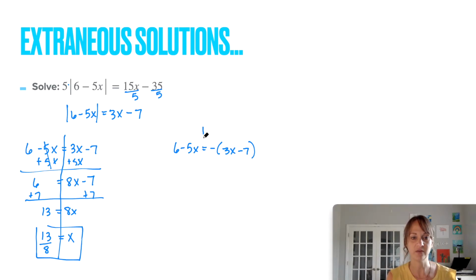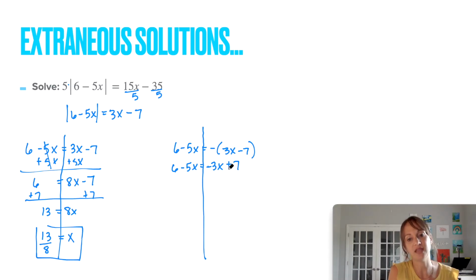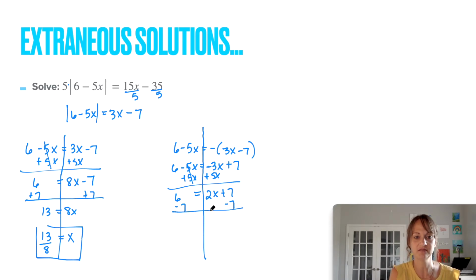Over here, if I was to solve, I would first distribute and get negative 3x plus 7, because the negative times the negative. Now I need to get the x's together. So I am still going to add 5x to both sides, and I'll get 6 equals 2x plus 7. Now I'm going to solve for x by subtracting 7. I'll get negative 1 equals 2x, so x equals negative 1/2.